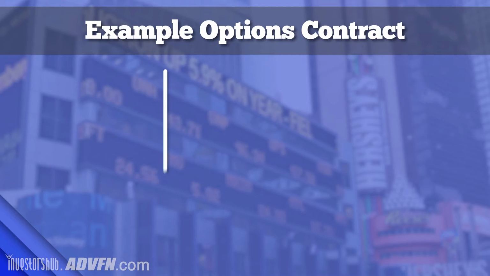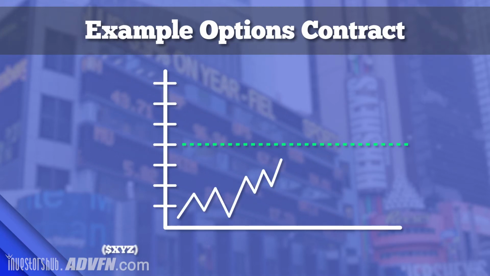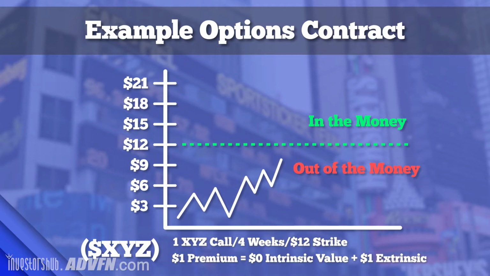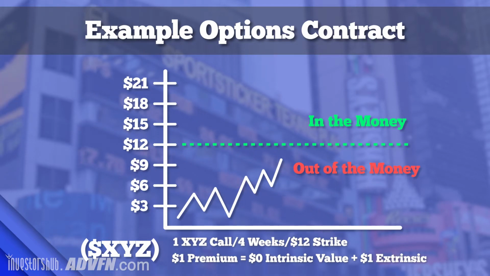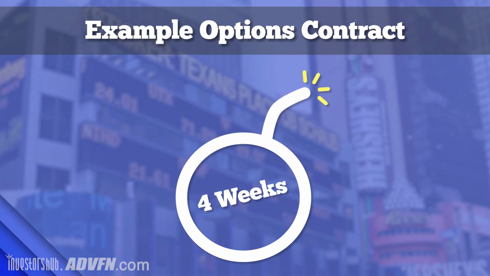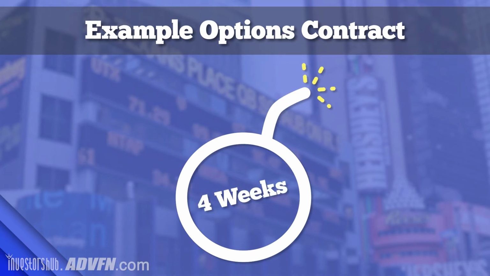But the share price isn't at $12, it's at $10. Should he choose to exercise this contract, he'd be doing so at a loss because it'd be cheaper to just purchase the shares on the open market. In 4 weeks, this contract expires and is no longer valid.